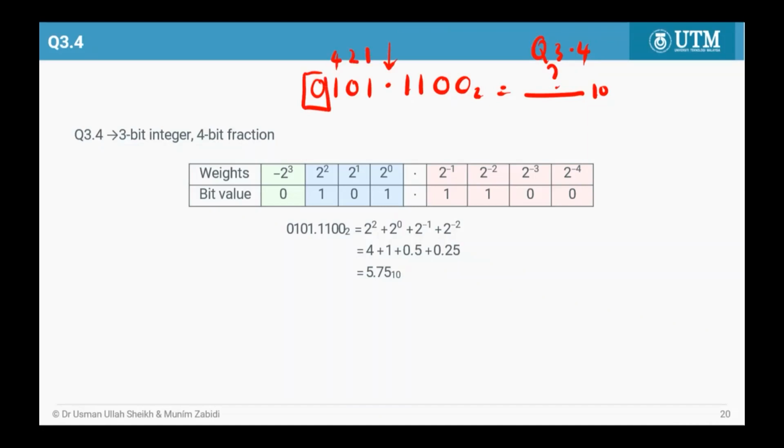And since this is a signed number, this is negative 2 power of 3, which is negative 8. And what about this one here? This is 1 over 2, this is 1 over 4, 1 over 8, and this is 1 over 16. Then you multiply the weightage and add them together. So this is 4 plus 1, plus 0.5, plus 0.25, and then you will get 5.75 base 10. So this is the answer.